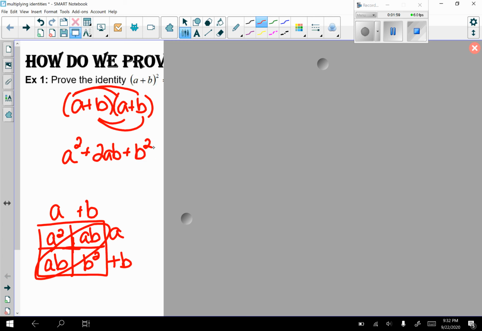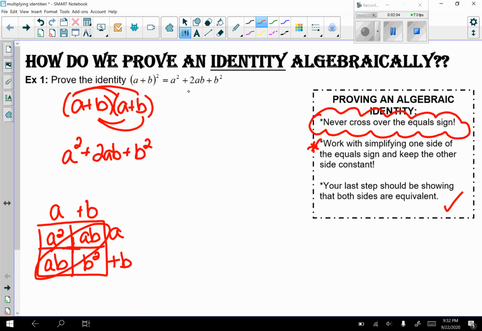Once you're done simplifying one side, you're going to compare it. If I look, this is what I want the right side to be. So now they are equal. I've proven my identity. The left side equals the right side.